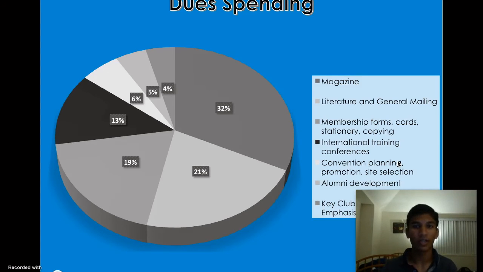So here is a graphic detailing exactly where international dues are being spent. This is available online for your reference, but just touching on it a little bit, the magazine does compose the largest expense for Key Club International as of today. Additional literature and general mailing does compose another large set of expenses. And beyond that, it's just all those resources, the iBoard like I mentioned, and different Key Club programs.